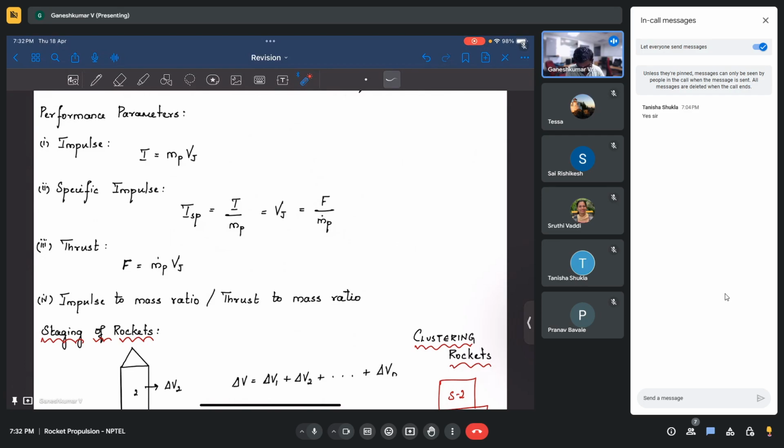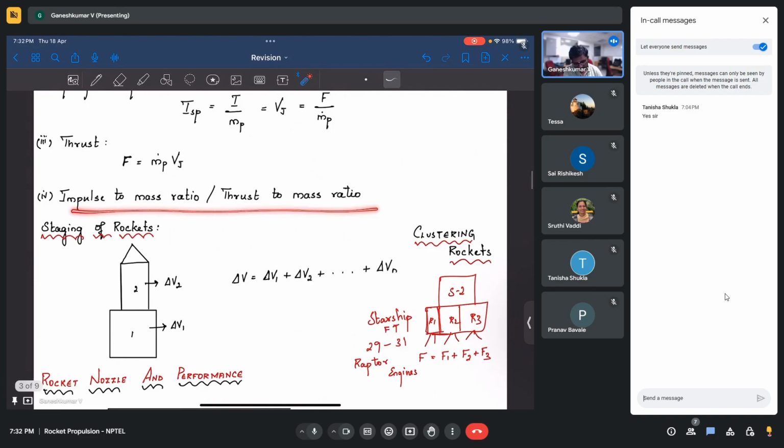Okay, and thrust is nothing but, we know, m dot b into jet velocity. And then there are a few more things, impulse to mass ratio or thrust to mass ratio, that is to give an idea of how efficient your rocket is, because certain rockets will have very high thrust to mass ratio, which means with a lower amount of mass they can produce that much thrust. And if that is the case, then you can put a very heavier payload into orbit, or you can go to a very high orbit with a less amount of propellant mass basically.